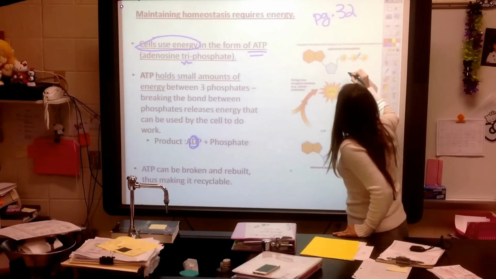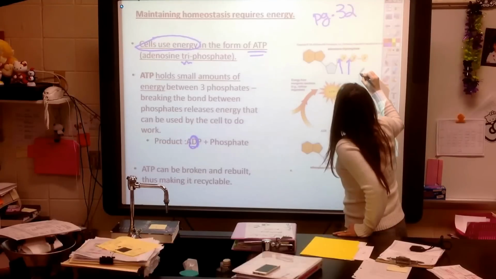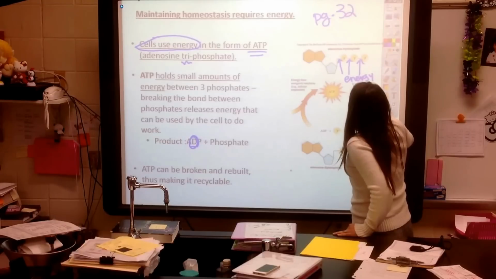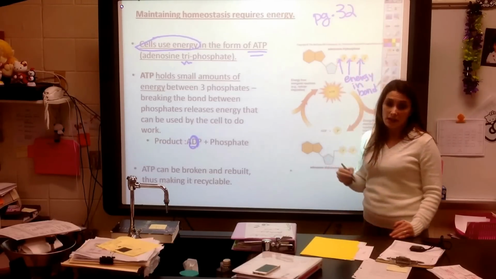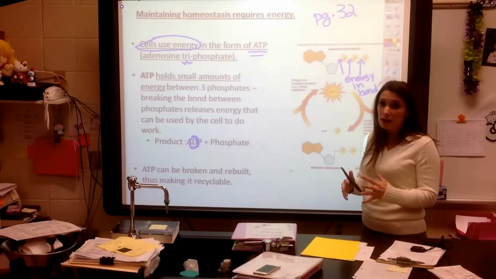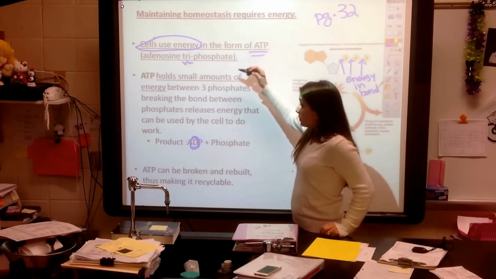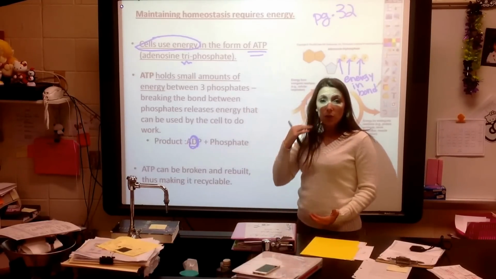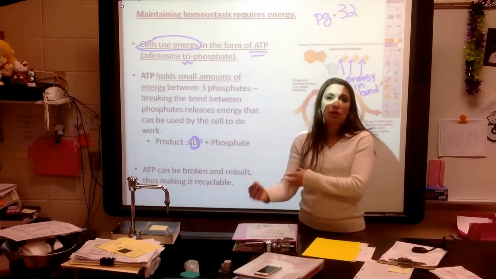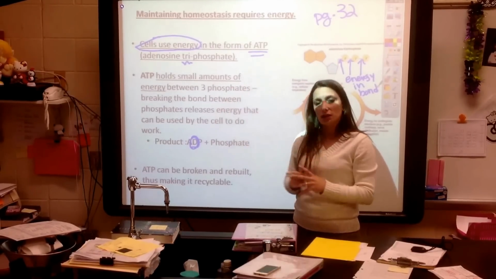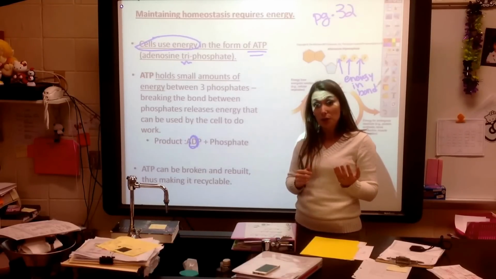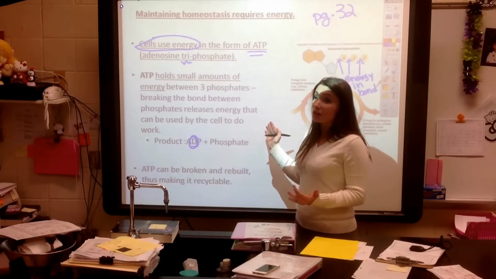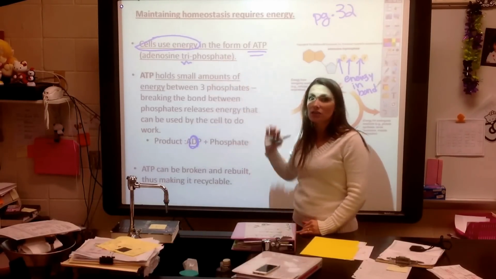And what we want to know is that between each of these phosphates is energy in a bond. What holds those phosphates together is a very high energy bond. And when we break that bond, we can release energy that can be used by the cell to do work. So when your cell needs to contract a muscle or actively transport using a protein, it needs energy to do that work. And the form of energy that your cell uses is ATP, adenosine triphosphate.